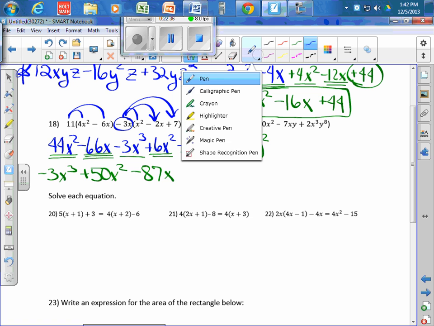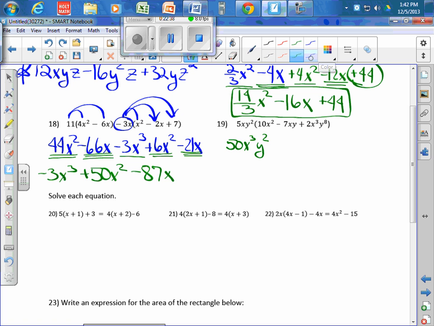So, take 5 times negative 7, negative 35. X times x is x squared, and y squared times y is y to the third. Take 5 times 2, positive 10. X times x to the third is x to the fourth, and y squared times y to the eighth is y to the 10th. Final answer.